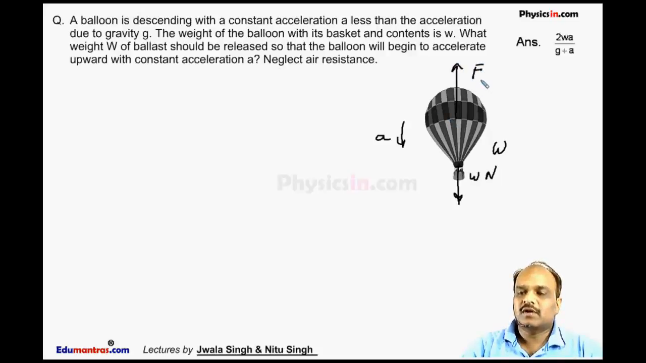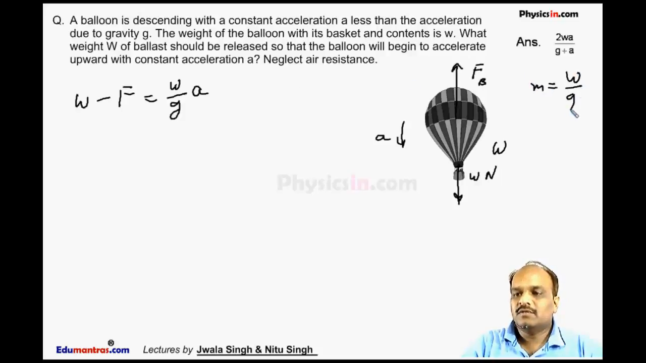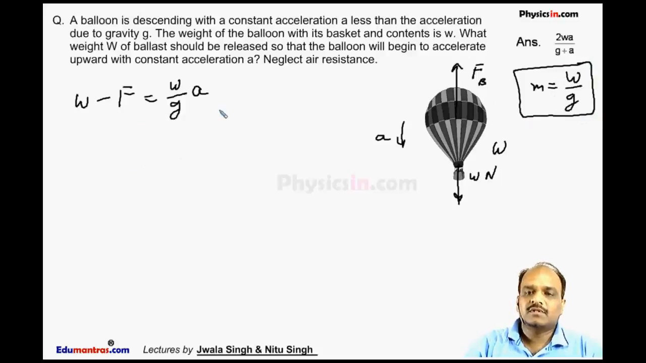This is the buoyant force. So we can say W minus F is equal to m into a. Here m means W by g, the mass of this balloon is weight by g. This is the actual mass of this balloon and its contents. This is our first equation.